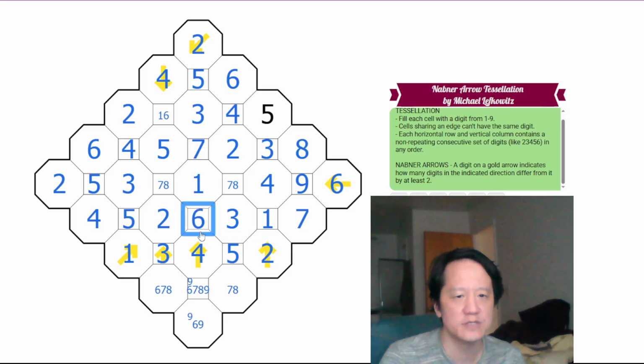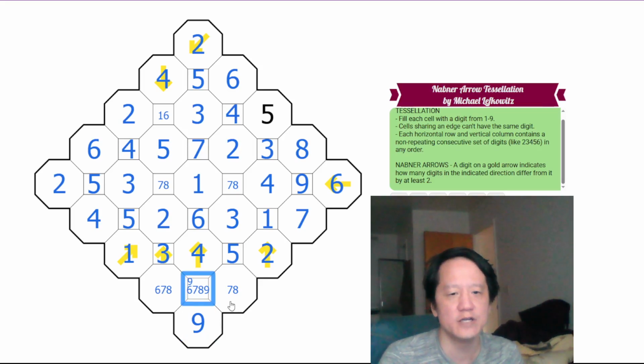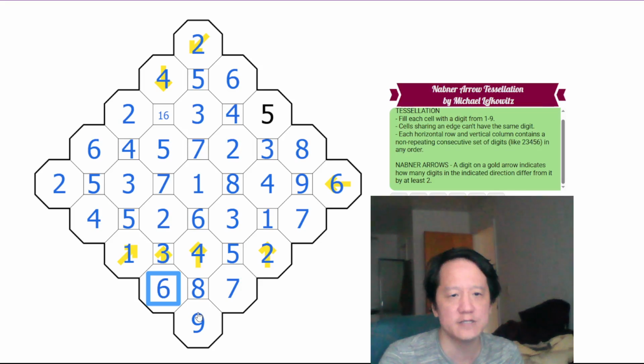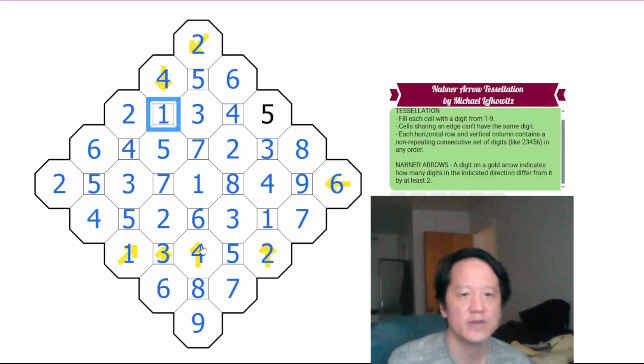This has to be 6 then, which eliminates 6 here, so it's 9. No 6, 7, or 9 here. It's 8, which makes this 7, which makes that 8, makes that 7. This can't be 7 or 8. It's 6, which means this can't be 6. It's 1. And that's how you solve it.